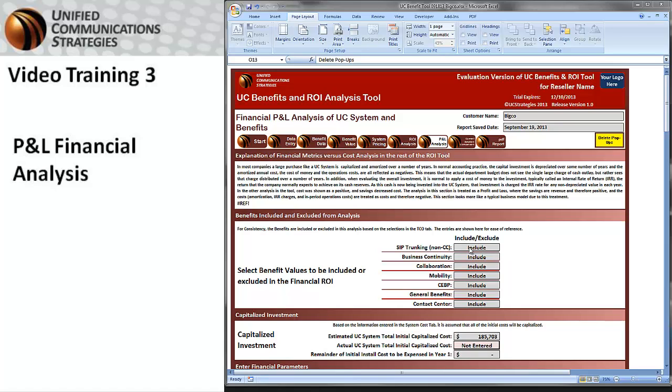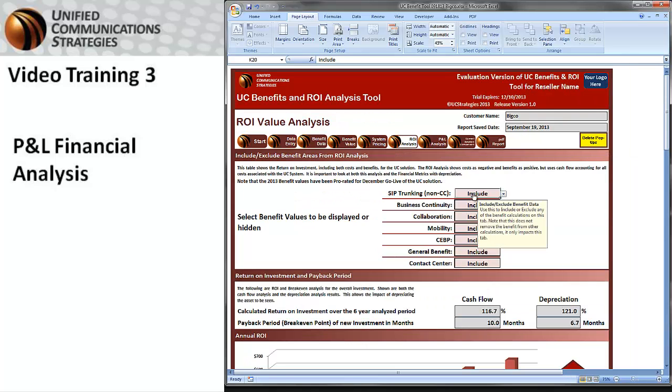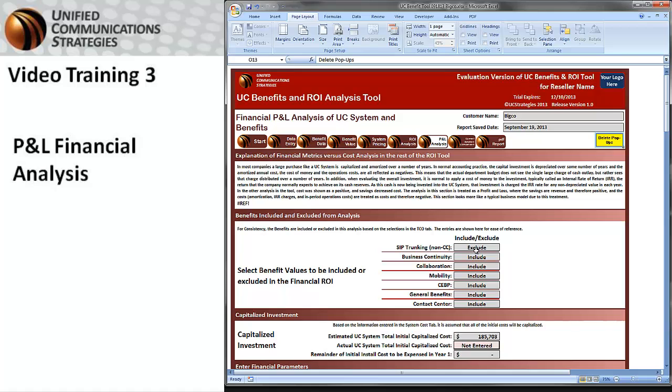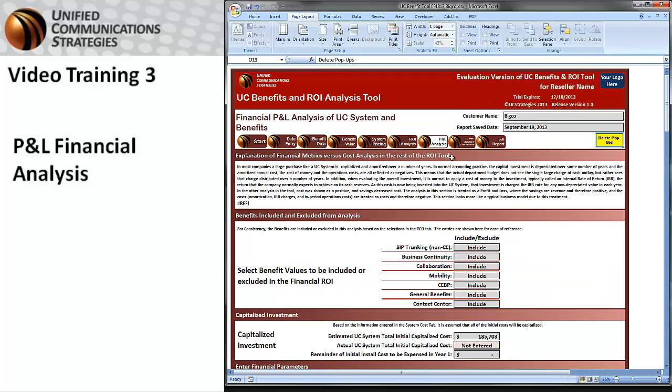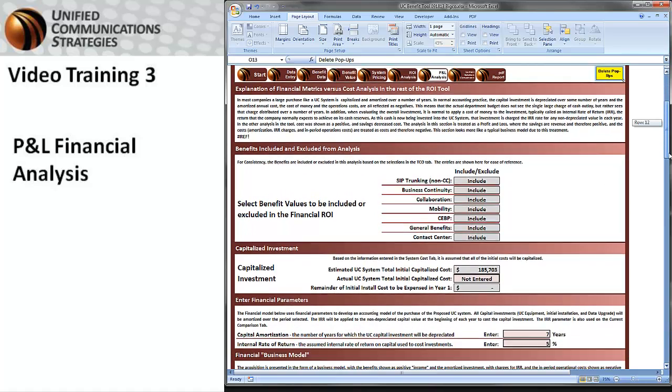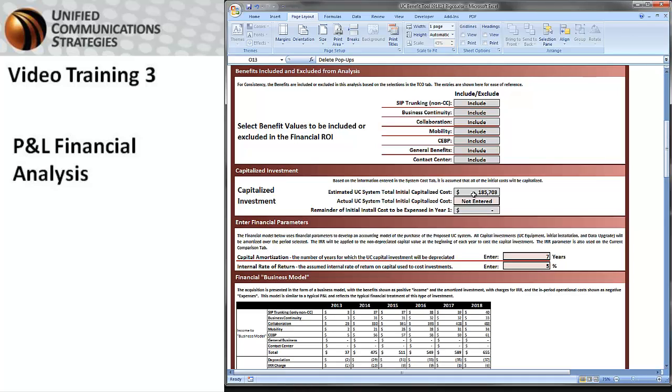So ROI analysis, P&L analysis, and the current solution comparison all use the ROI analysis settings at the top on ROI analysis in terms of whether it's to be included or excluded. So if we exclude it here, you'll notice that it also excludes it here on the P&L analysis. Similarly, if we go back over here and include it, when we come back over to the P&L analysis, we'll find it's been included.